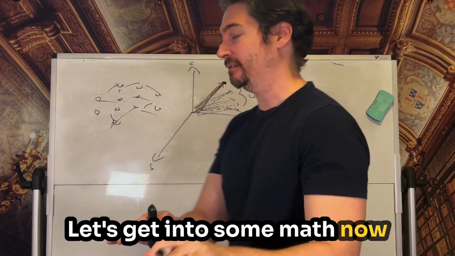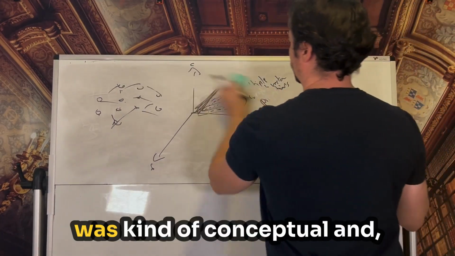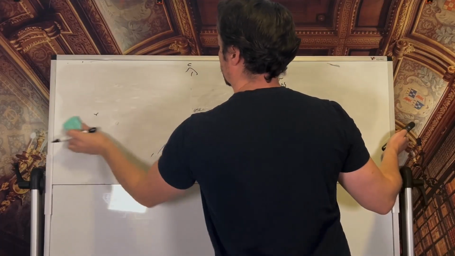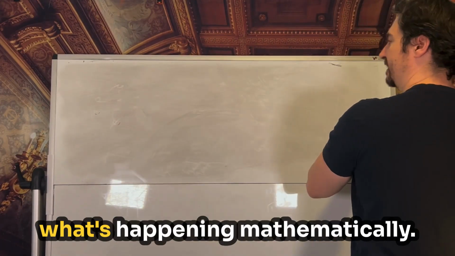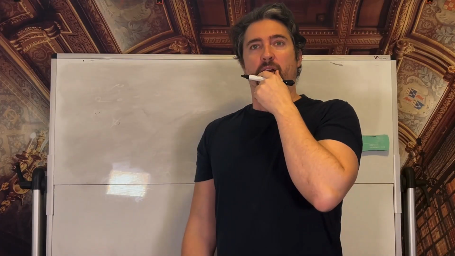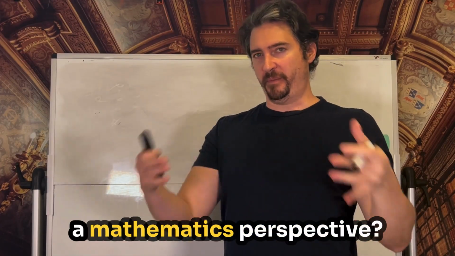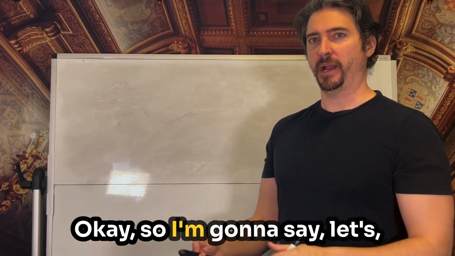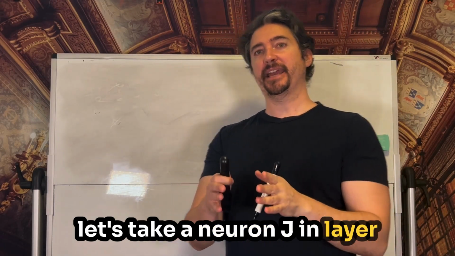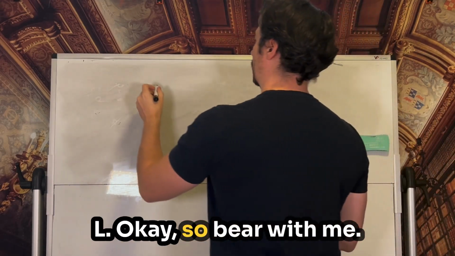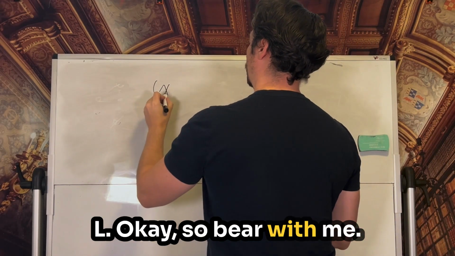Okay, let's get into some math now. I know a lot of that was conceptual, well, it was all conceptual. So let's take a look at what's happening mathematically. What is each neuron doing from a mathematics perspective? Let's take a neuron J in layer L. Bear with me.